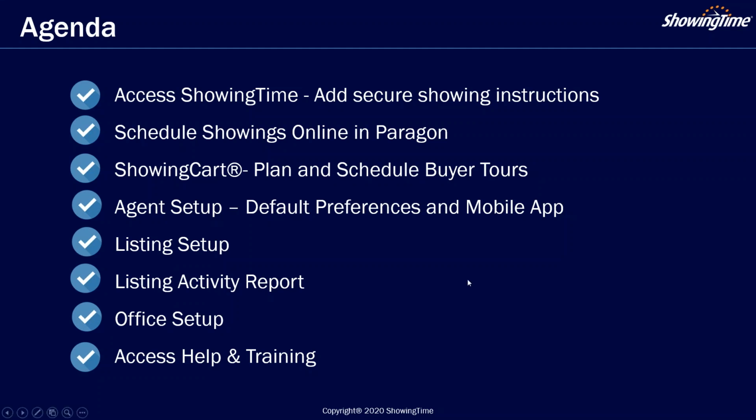And then next we'll look at listing setup. This is all the different ways that you can configure your listings as a listing agent. And then the listing activity report is going to be a nice snapshot of all the showing and feedback activity. Any broker owners joining us today, I'll quickly point you to where you can access your office setup. And then finally, I'll just point everyone to our help and training site, which is going to be a great resource for you going forward. It's chock full of video tutorials and step-by-step instructions as well. It houses the contact information of our member support team that is available to you 7 days a week.